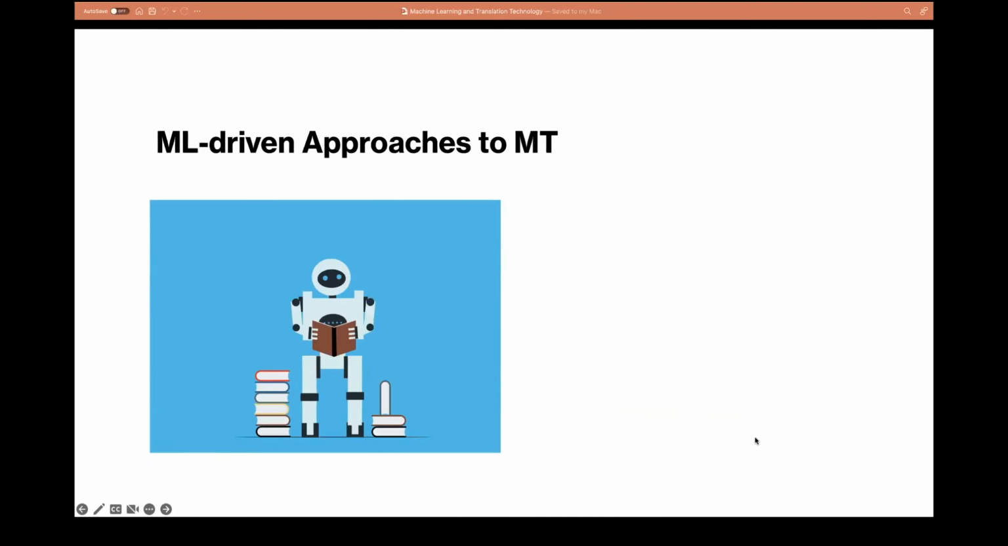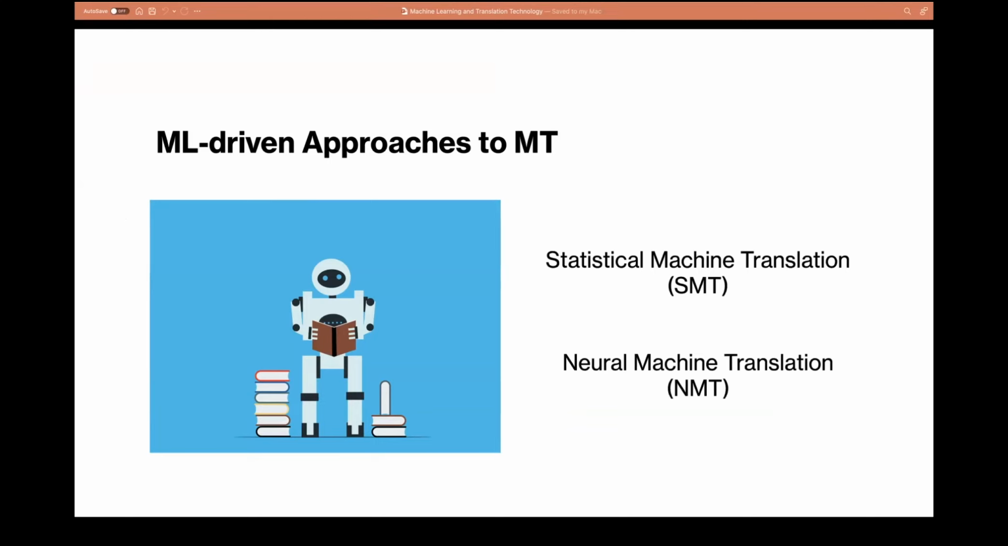But what about our machine learning driven approach? Probably I'd like to highlight 2 very popular approaches: the first one is statistical machine translation, and then the second one, neural machine translation. Okay, so we have rule-based machine translation, RBMT in short. That was symbolic AI. And then when it comes to machine learning approaches, you might want to pay attention to statistical machine translation and neural machine translation, or SMT and NMT in short, respectively.